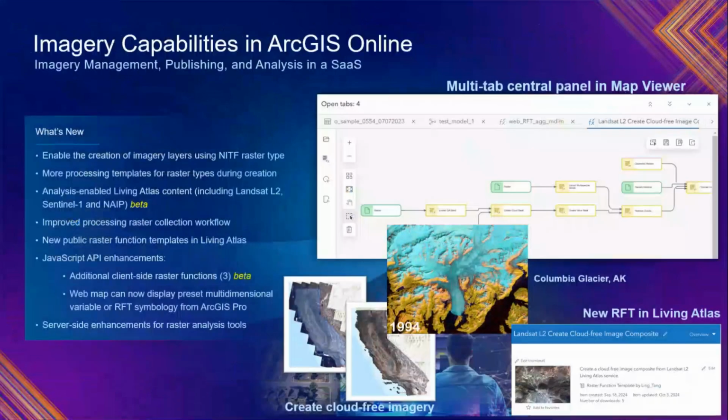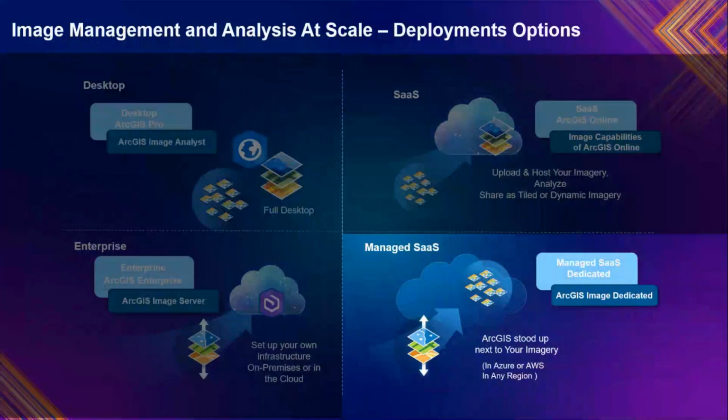There are a number of new capabilities. We're always enhancing it. But the key thing here is that in ArcGIS Online as a SaaS, you don't need infrastructure. You take your imagery, upload it into ArcGIS Online, and then you get these capabilities of doing this type of analysis. Even all the AI-based learning and inferencing capabilities are available in ArcGIS Online.